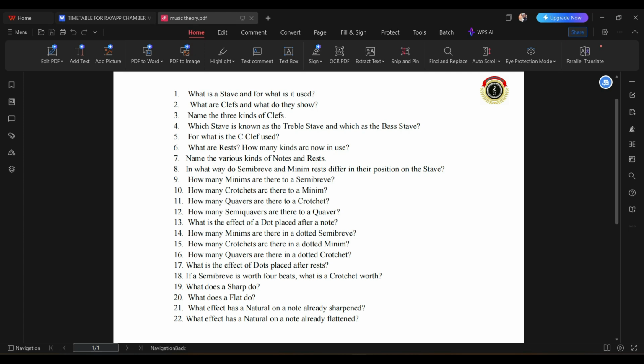For what is the C clef used? Okay, the C clef mostly is used for voices and I think viola as well. So for example, when you have a viola which is going to play basically the tenor range, you're going to have the C clef written for the violas, and when you have a tenor singer you can also put in the C clef there.